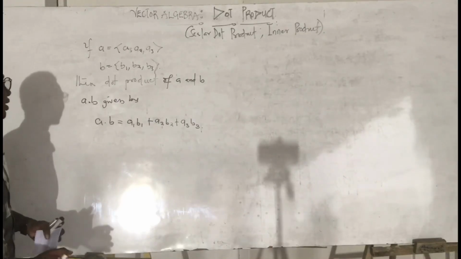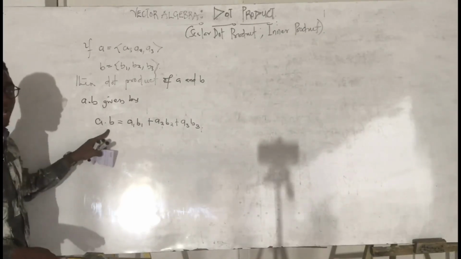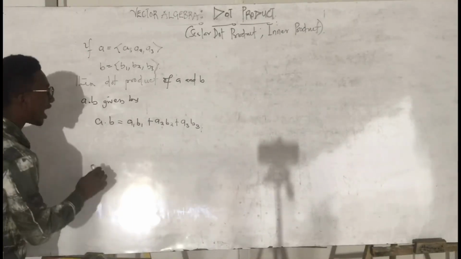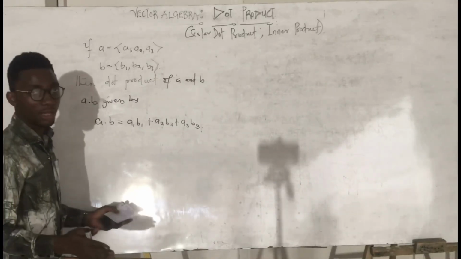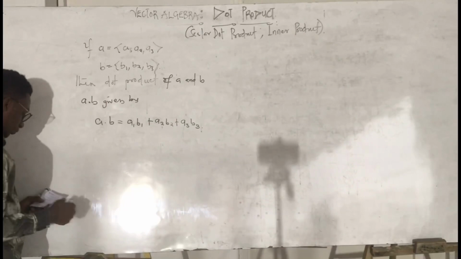What you should understand here is that any time you are done with a dot product, you don't have a vector again, but you have a number.